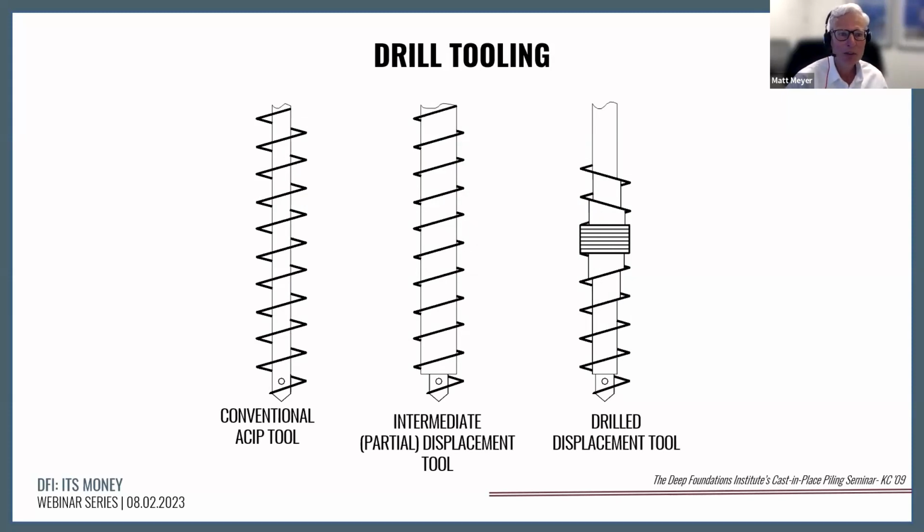So the drilling tools, as I mentioned before in the prior slides, we've got the conventional auger cast in place pile tooling. We've got the intermediate or partial displacement tool, and we've got the full displacement tool with auger flighting below, a displacing element, and reverse flighting above. And again, please refer to various deep foundation industry publications for additional information on these specific toolings and their applicability to various geologic settings.